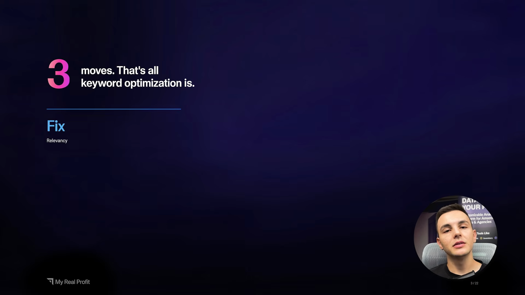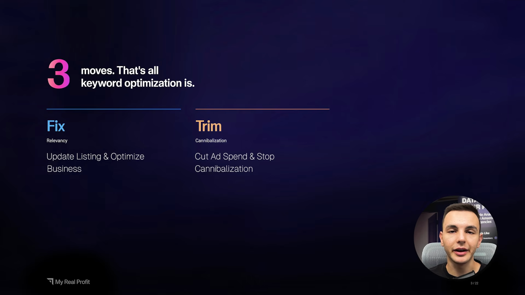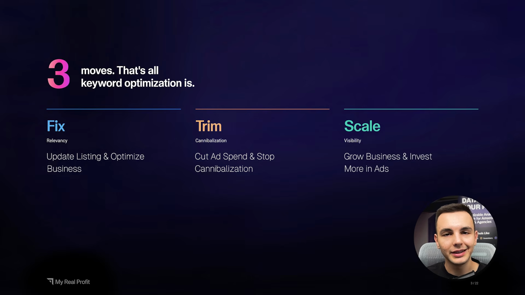Number 1 is called Fix. This is where you will need to change your listing, change something with your business inside of Amazon. The second one is called Trim. This is where we're going to cut ad spend. Sometimes you already generate organic traffic, but it's being cannibalized by your advertising. And the third one is called Scale, where you can grow your business from day one. That means you can already invest more money into advertising and push those keywords. As I just said, all those 3 different things relate to keyword level data.